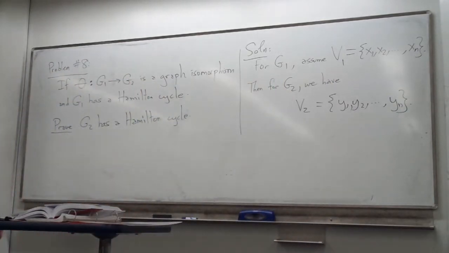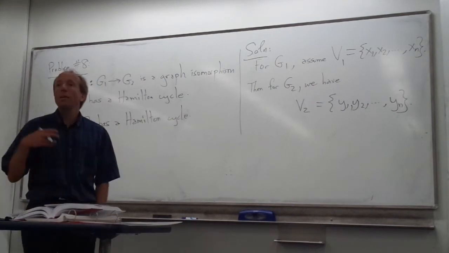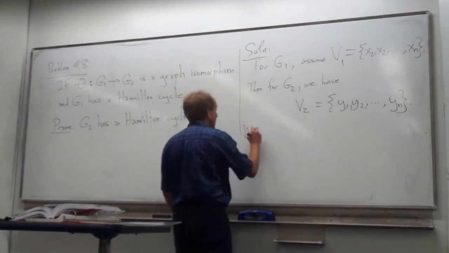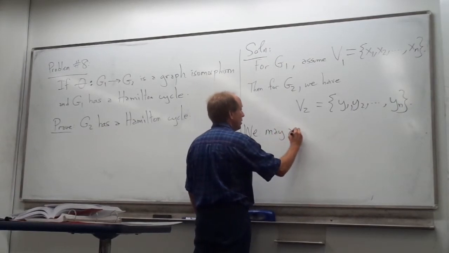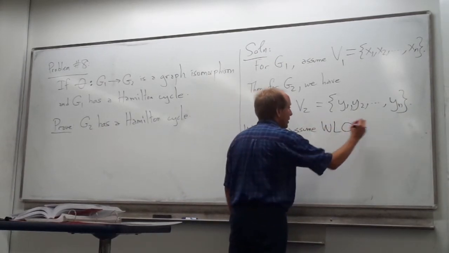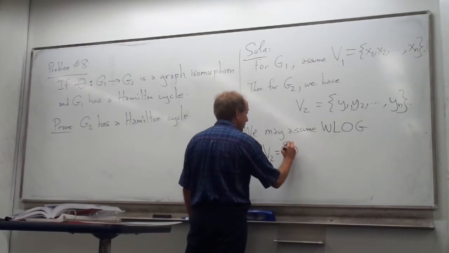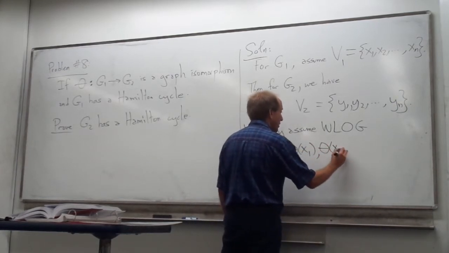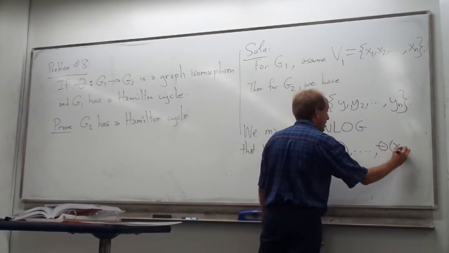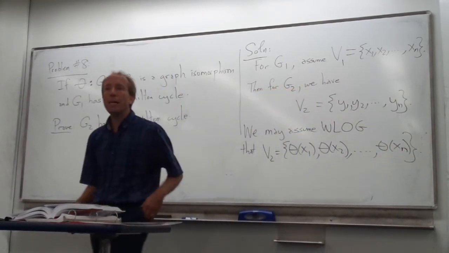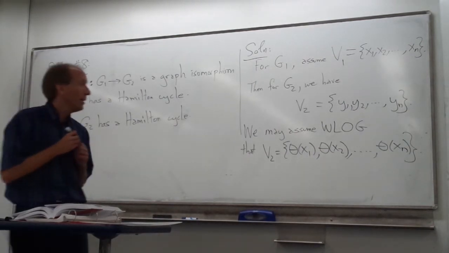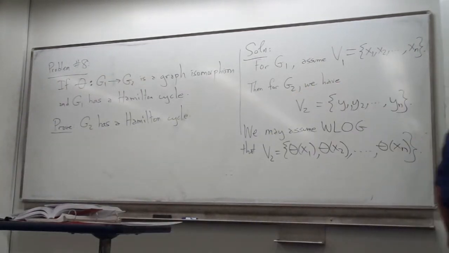Yeah, Maura? We just call those theta. And using theta, we may assume, I'll just do that here, we may assume, without loss of generality, that V2 is equal to the set theta of x1, theta of x2, up to theta of xn. Okay, so far we're setting up our vertex sets. And we're just assuming that that's the notation. Setting up notation is always kind of a painful part of this type of problem, but we have to do it.